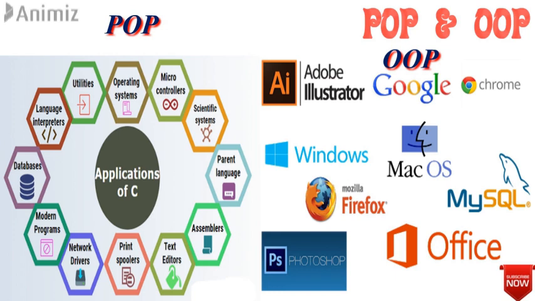Now, if you look at C++ applications, some of the software or search engines like Google are designed using C++. Software like Adobe Illustrator, Google Chrome browser, Windows, Macintosh operating system, Mozilla Firefox, MySQL, Microsoft Office, and the latest version of Photoshop. All of these applications, operating systems, search engines are designed using the advanced features of C++, that is using OOP concept.